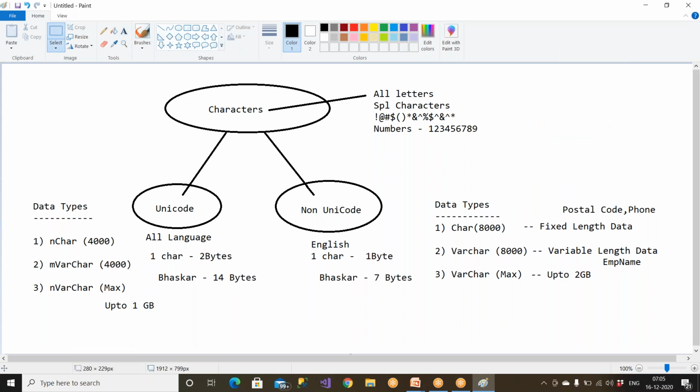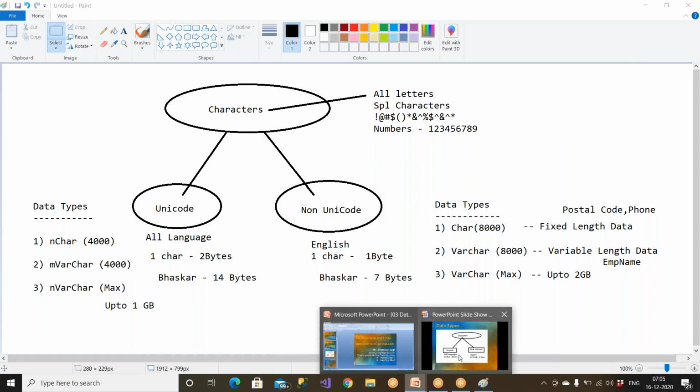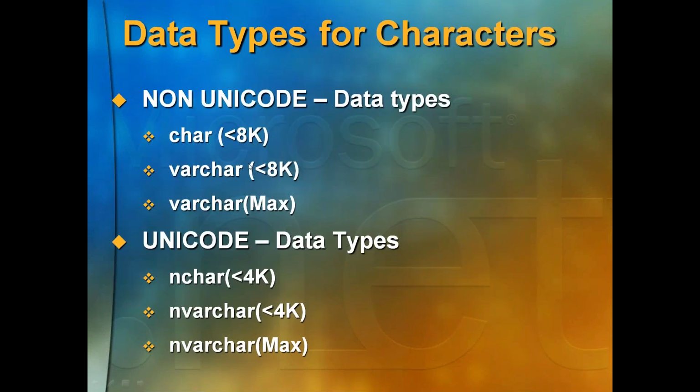So these are the data types we have. One is called Unicode data. The second one is called non-Unicode data. Are you clear? So this is what I explained. So char will take up to 8000. Varchar this one, varchar max this one. Unicode: nchar, nvarchar, nvarchar max.